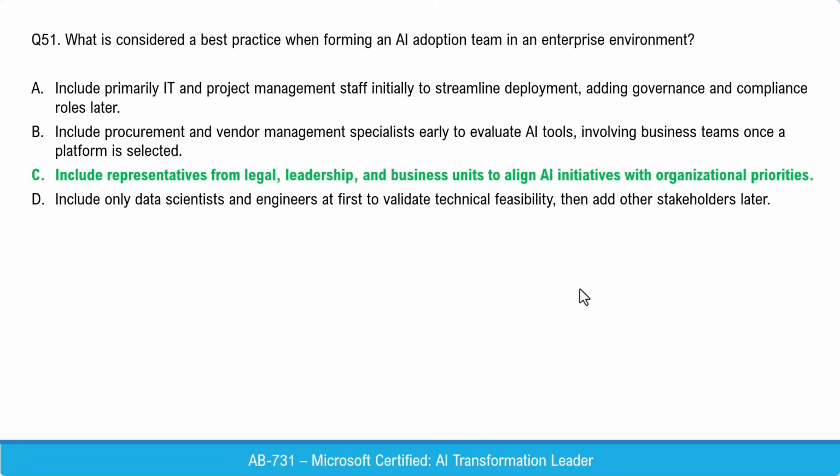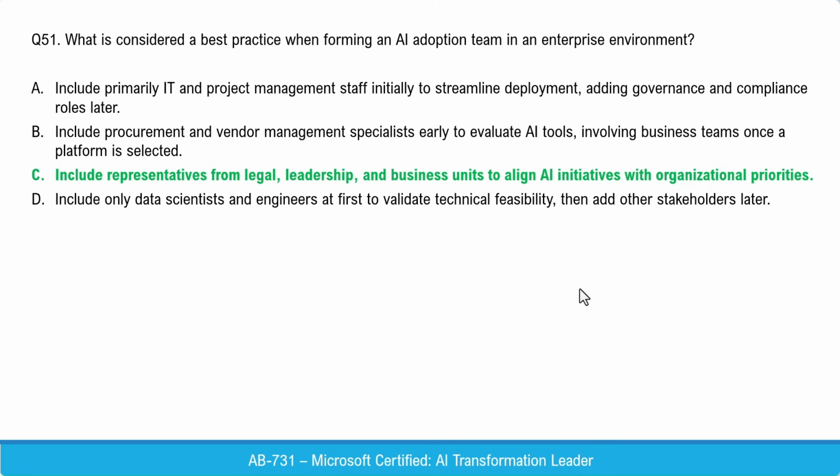Let's understand why. See, AI adoption in an enterprise is not just a technology initiative, it is a business transformation initiative. Option C is correct because it recommends including representatives from legal, leadership, and business units right from the very beginning. This ensures that AI initiatives are aligned with organizational priorities, business goals, and regulatory requirements. Leadership helps define the strategy and priorities. Business units ensure that the AI solution actually solves real problems and delivers value. And legal and compliance teams ensure that the solution follows regulations and responsible AI practices.